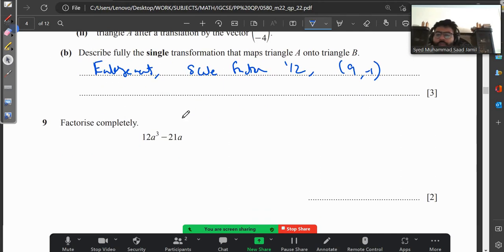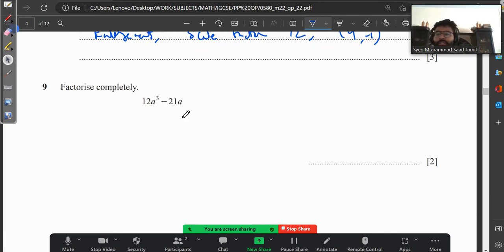Okay. Moving on to the next question, it says factorize completely. You just have to take out the common factor. 12 and 21 both come in the table of 3, so take out 3 as common. Both have a common as well, so we just take 1a as common because 21 only has 1a. We cannot take a square or a cube as common because 21 only has 1a, just a. So this becomes 12 divided by 3, that's 4, 4a squared minus 21 divided by 3, that's 7, and hence you have factorized.